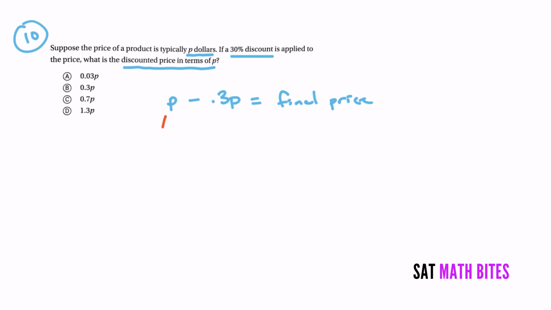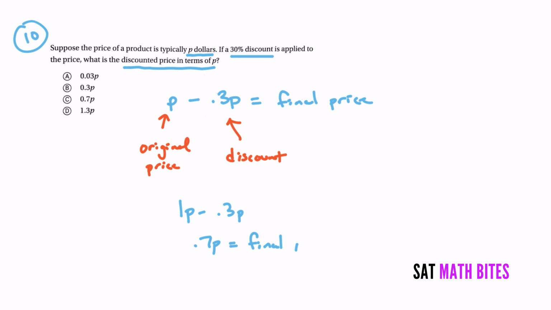So just remember that P represents the original price, and this represents the discount. So this would be the same thing as 1p minus 0.3p, which is the same thing as 0.7p, and that would be our final price. So the answer here would be C.